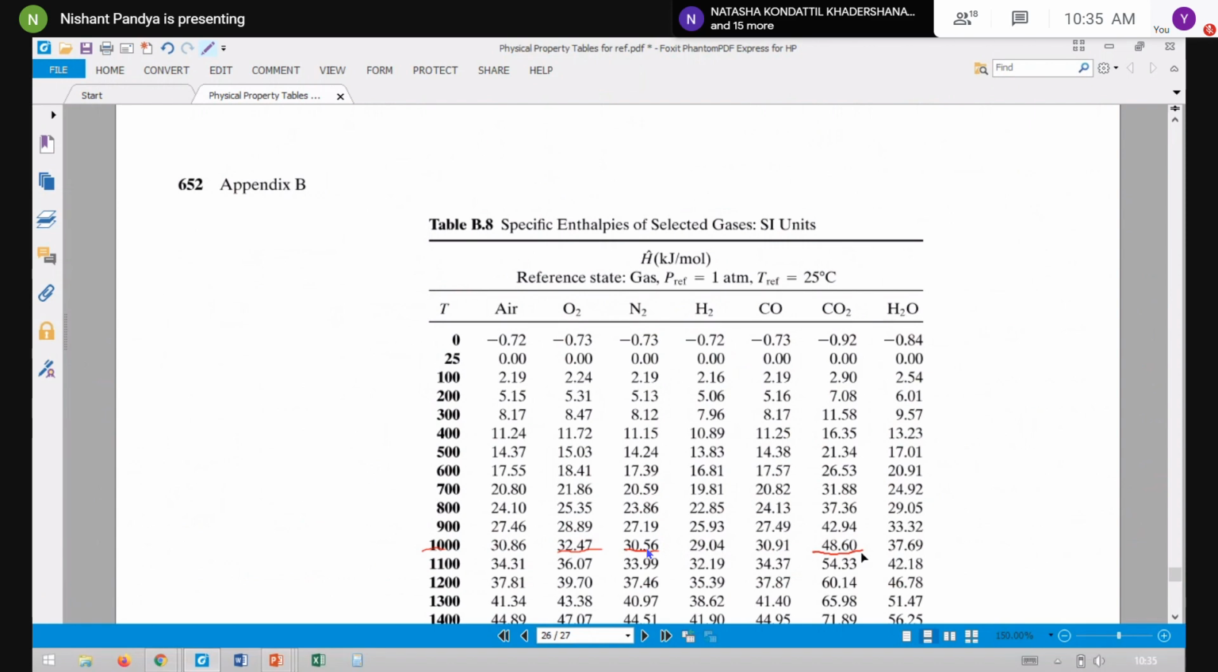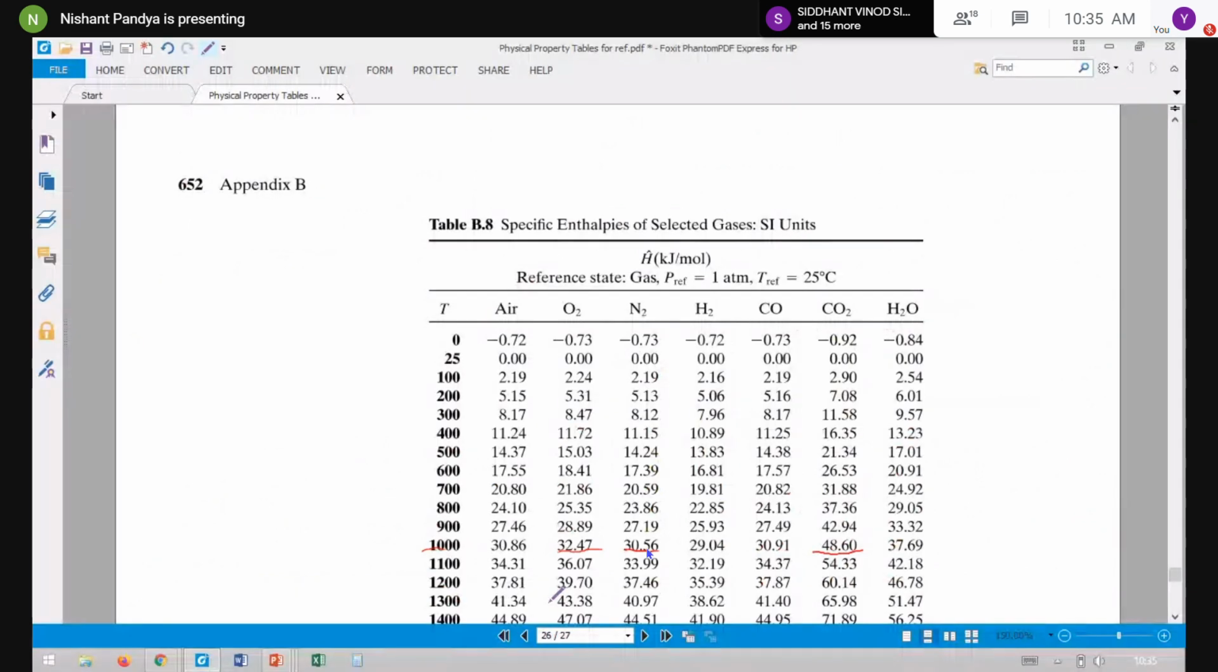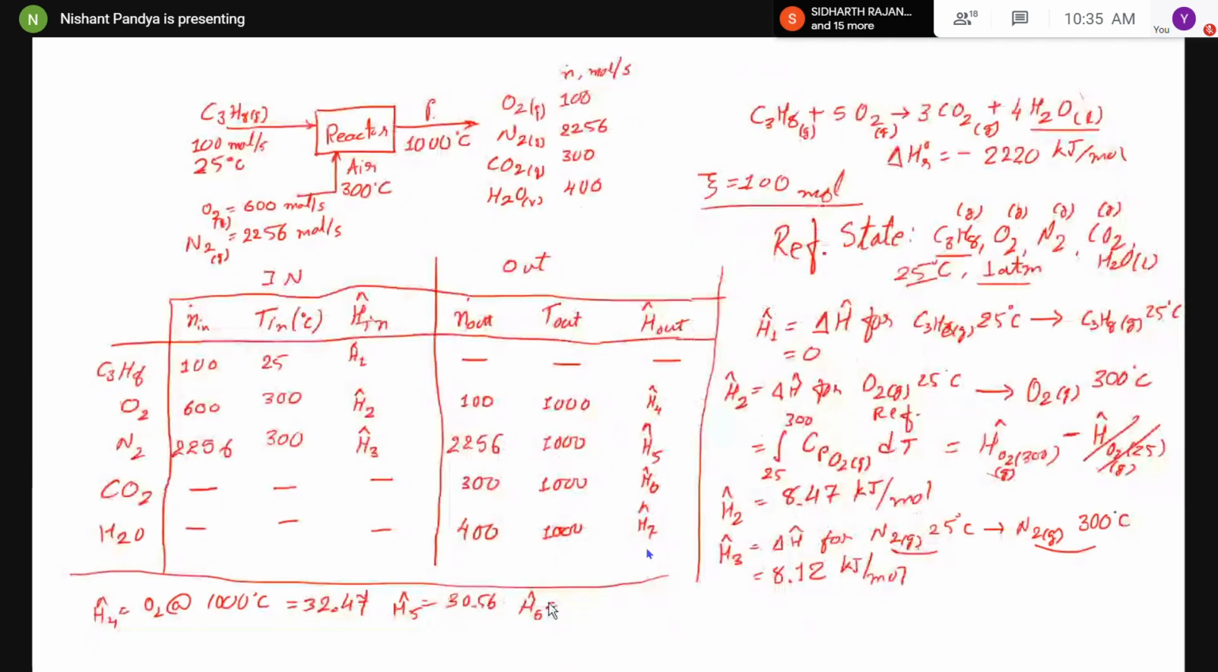32.47, that is the H4, and H5 is 30.56, and H6 cap is 48.6. Right. All values are in kilojoule per mole.